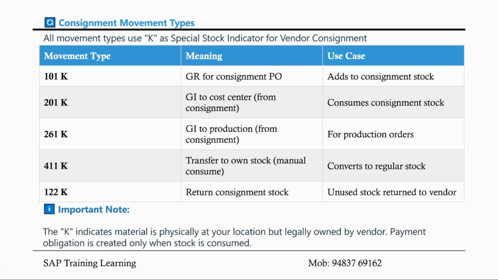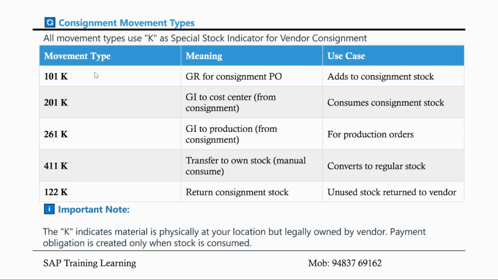In this slide, we understand the important movement types involved in the consignment process. 101K we use for GR to take the stocks into consignment stock. 201K we use to issue the goods to a cost center. 261K we use to issue the stocks to production. 411K we use to transfer the ownership from consignment stock to your own stock. And 122K is to return the unused consignment stock to the vendor.